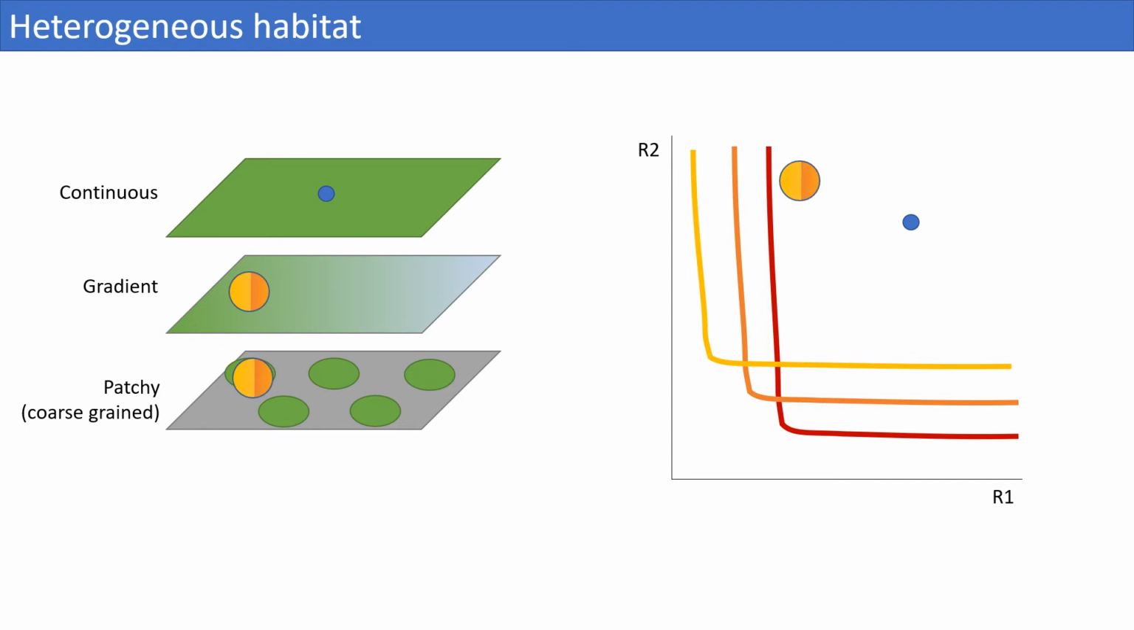In patches where resource 2 is more abundant, there will be coexistence between the yellow and the orange species, and in patches where resource 1 is more abundant, there will be coexistence of the orange and red species. So with only two limiting resources, we can have as many species coexist in one habitat if their abundance is heterogeneous. But what about habitats where only one resource is the limiting factor, such as the Cedar Creek area?